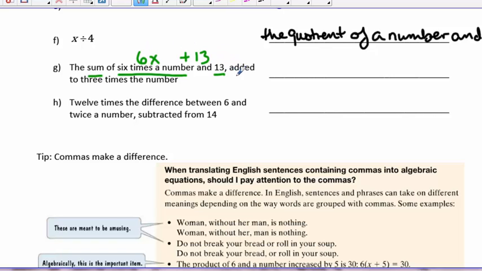So let's find out what comes after the comma. So we have this quantity added to 3 times the number. All right. So I have the entire quantity that we began with, 6x plus 13, added to 3 times the number. 3 times the number would be 3x.